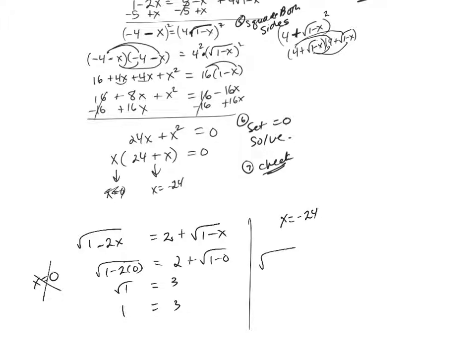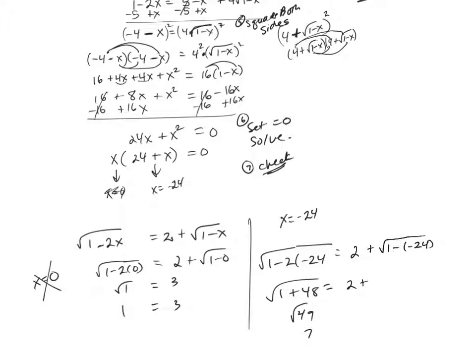So we would get square root of 1 minus 2 times x, which is -24. And that gives us 1 plus 48. Square root of 49 is 7. And then we have 2 plus the square root of 1 minus x. So that would be 1 minus -24, which would be 25, so I would get 2 plus 5, which is 7. So that one does work. That is our one and only solution here. And we're done.